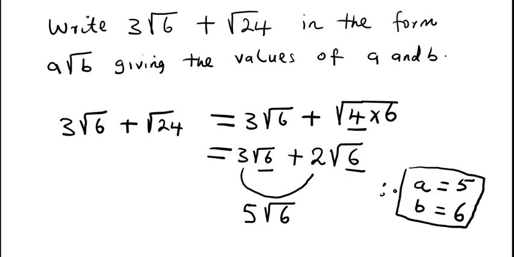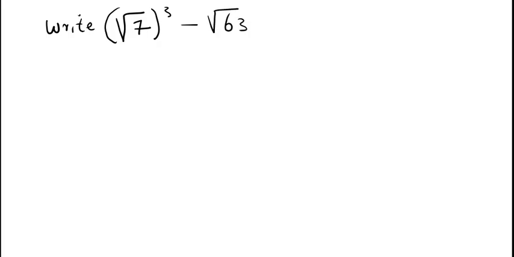Okay, let's look at this. Write root 7 cubed minus root 63 in the form A root 7, where A is an integer.